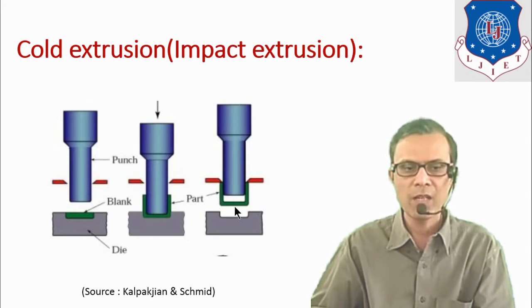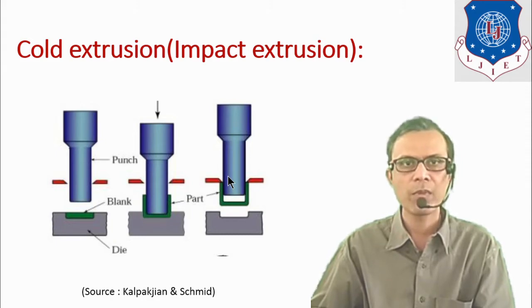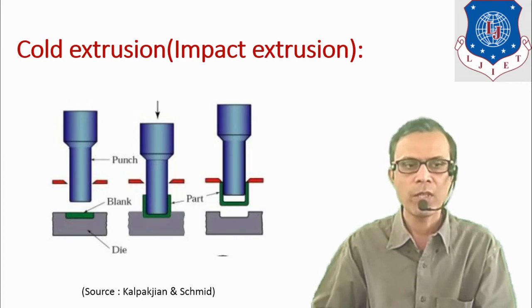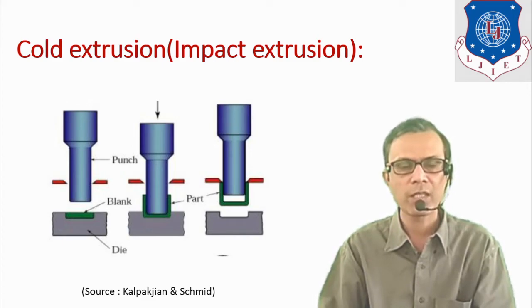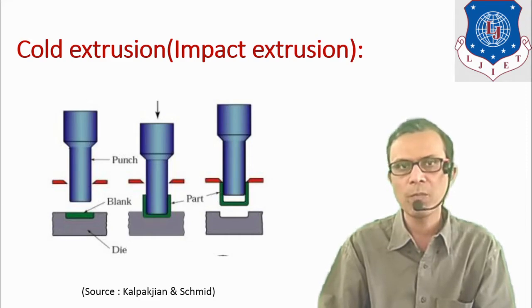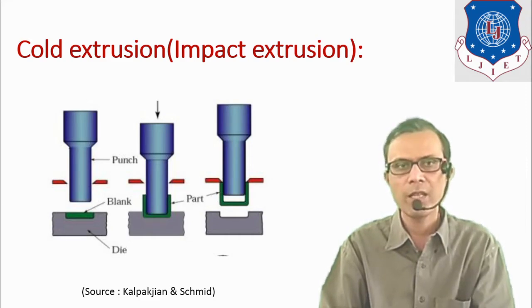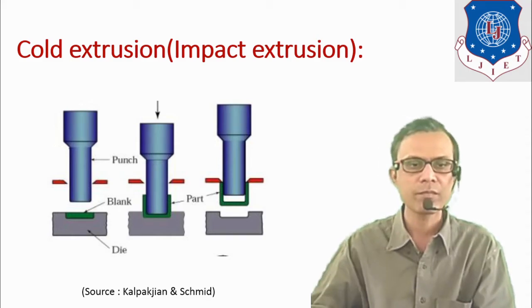The obtained part can be separated from the punch by using pressurized air or by using these stripper plates. So it is known as the cold extrusion process, and it can be applied to materials which have high ductility and are soft in nature, like lead, tin or aluminum.